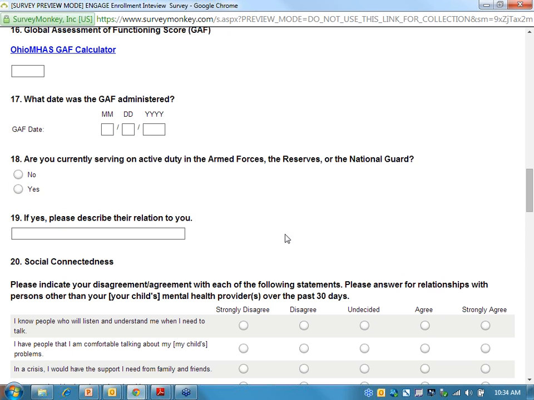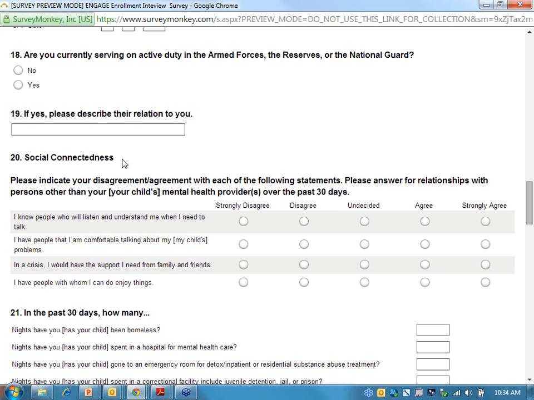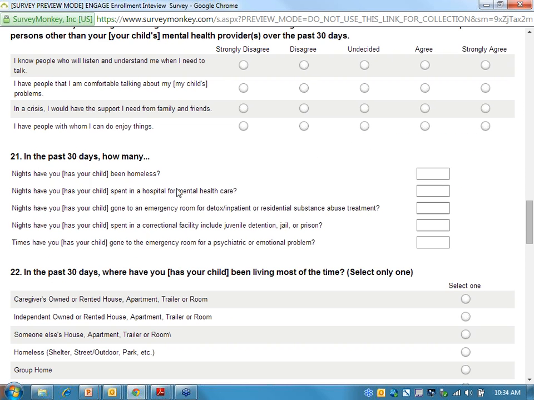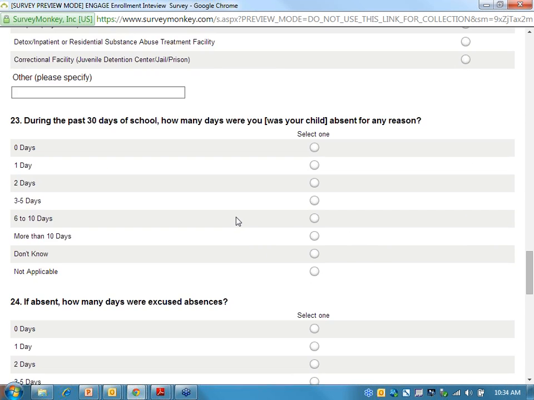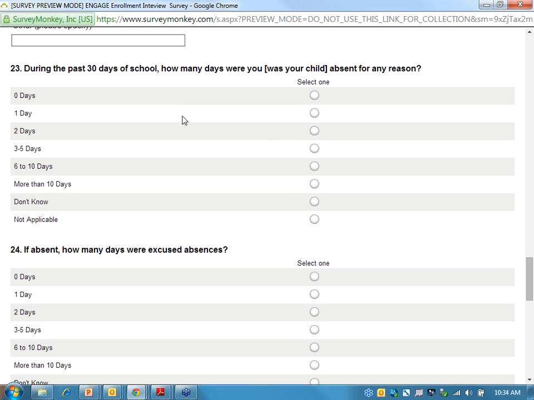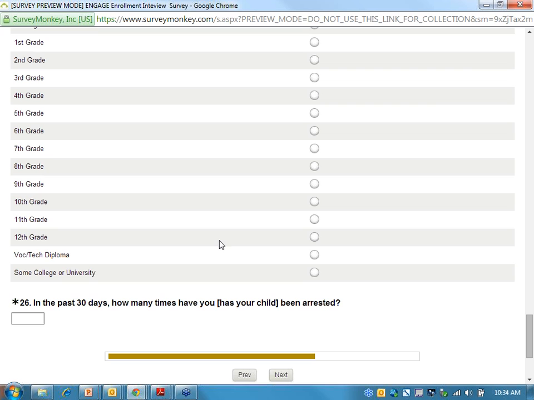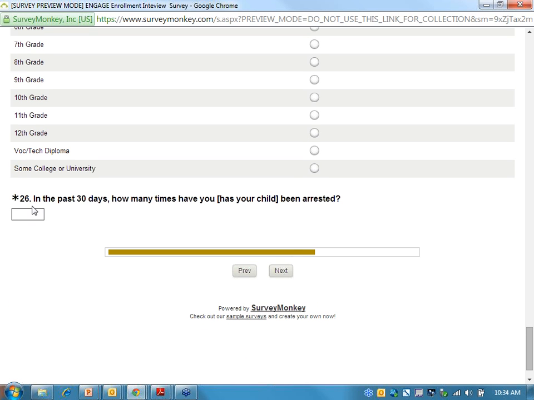Date the GAF was administered. There's a couple of questions about military service within the family, the social connectedness scale. Then there's also housing. Has your child been homeless in the last 30 days? Have they been in a mental health hospital? Basically, they want to know where they've been for the last 30 days. Living situation, then also any kind of education enrollment, school absences, highest level of education your child has completed, and any kind of criminal justice involvement your child may have had.